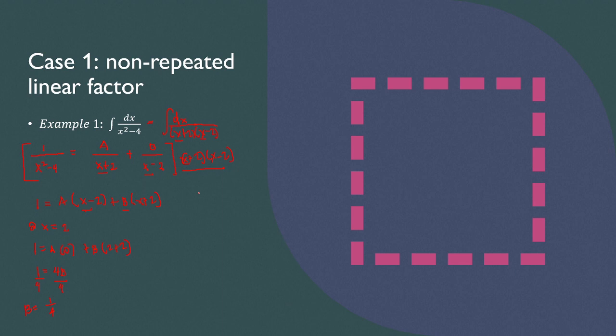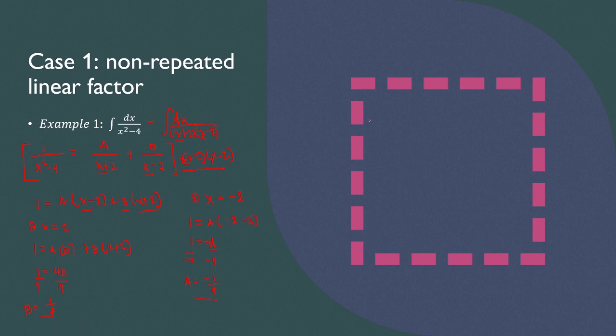Okay, now to solve for a, let's eliminate b. To eliminate b, that's x equals negative 2. So at x equals negative 2, b will be eliminated. Therefore, we have 1 is equal to a times negative 2 minus 2. That's 1 is equal to a times negative 4, or negative 4a. Divide both sides by negative 4, so you have a as negative 1/4. Okay? Then we already have a and b.